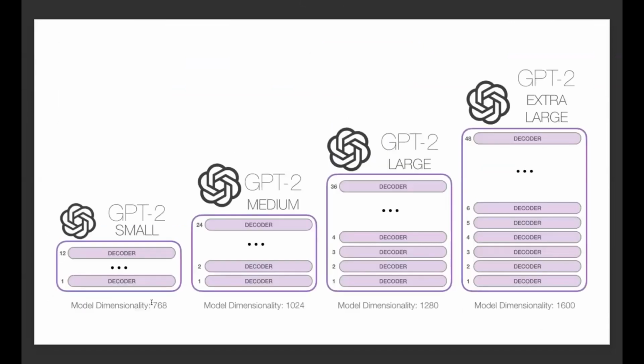Now, just to get a sense of how these architectures vary, what we saw was GPT-2. It has 12 decoder layers. We know that GPT-2 is a generative model, a decoder only model. And if you see the model dimensionality, which is the size of the embedding, it's 768 for GPT-2, and it keeps on increasing for the larger and larger models, right?